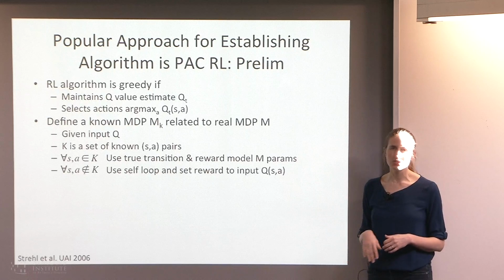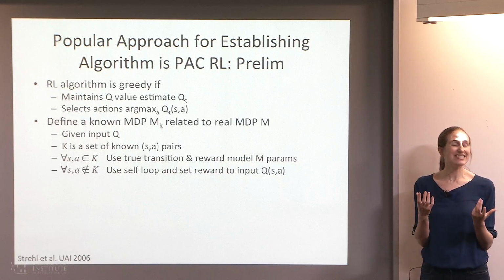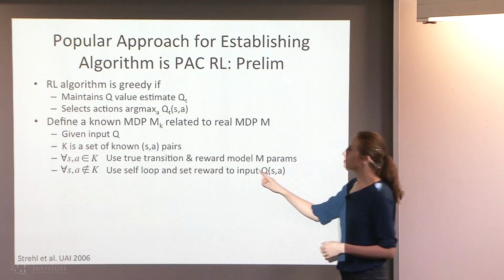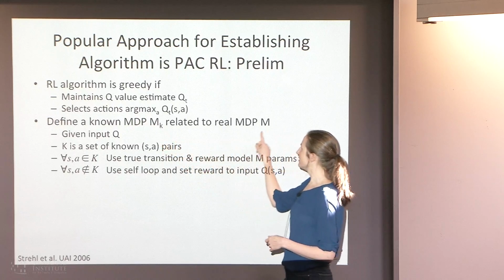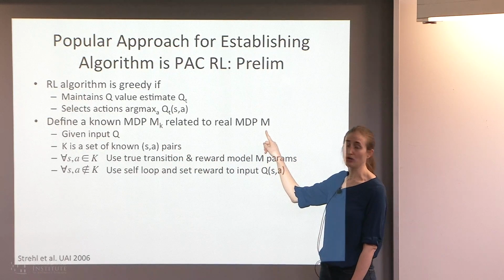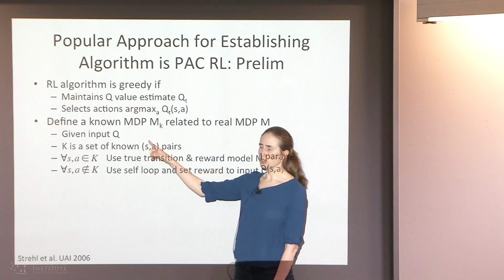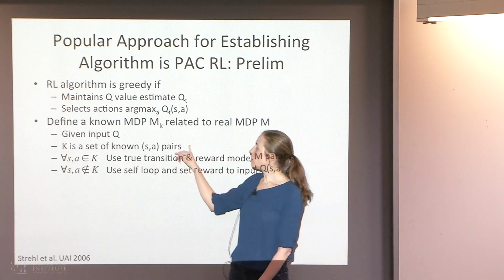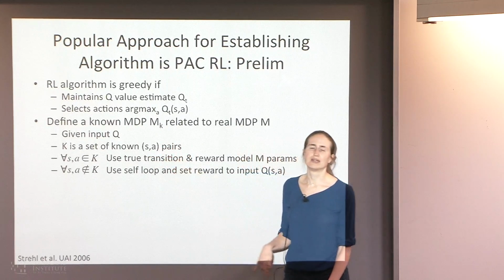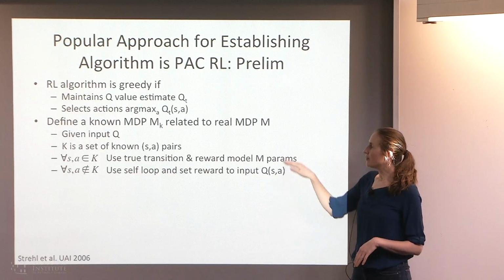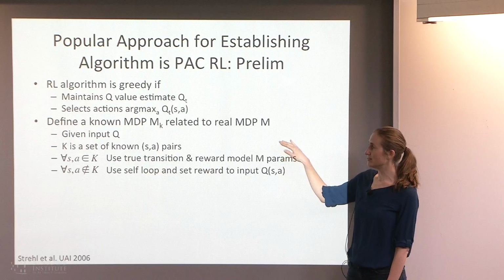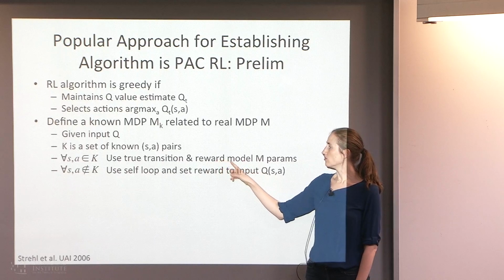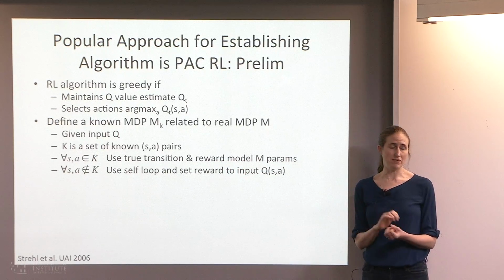The idea is that we're going to define a couple of different instances of MDPs that are related in some way to the true MDP. So let's imagine that we have a known MDP M_K that's related in some way to the real MDP M that is unknown. It takes as input some Q function. Again, I'm not saying where that comes from and if that's good or bad. And then it also takes in a set of known state action pairs. I haven't told you how we define that, but given that set of state action pairs and that Q function, if a state action pair is known, then we're going to define the transition and reward model using the real MDP.